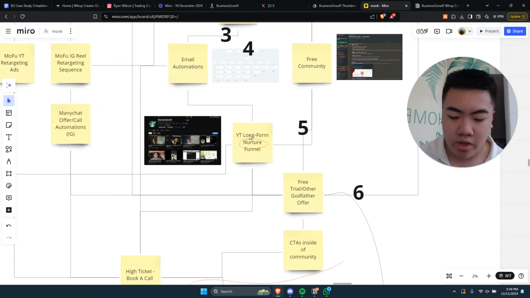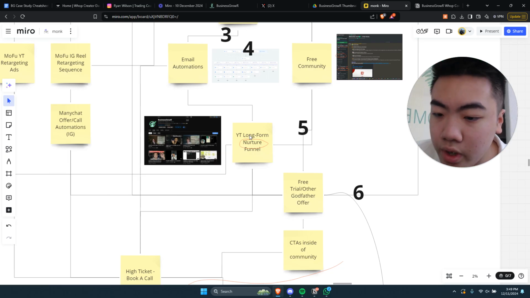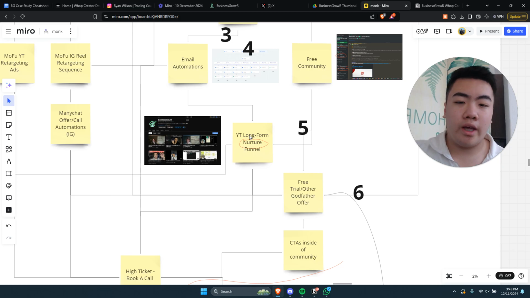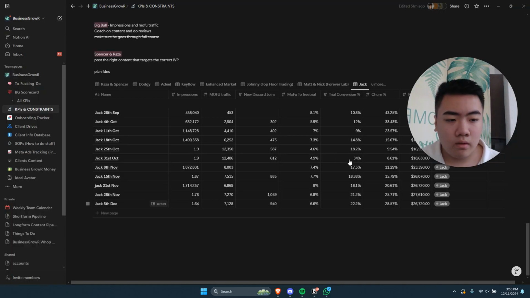Like Ryan's, for example, Dodgy CD. He has an awesome YouTube, very educational, very tied into his unique mechanism. He is converting at around 12.5% average. He ranges, but he hovers around there.